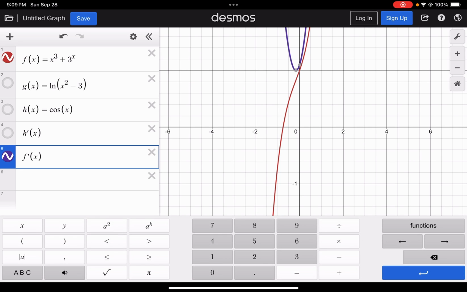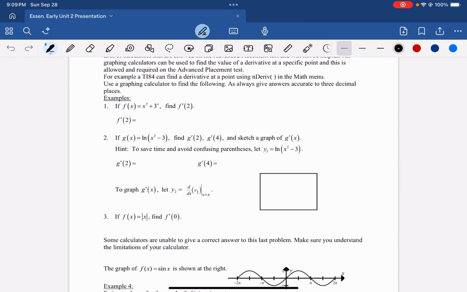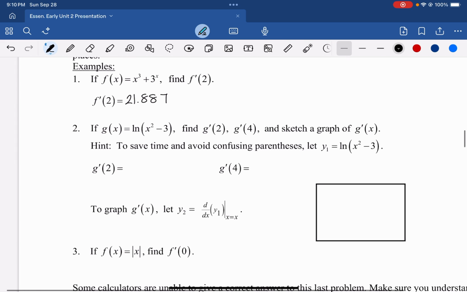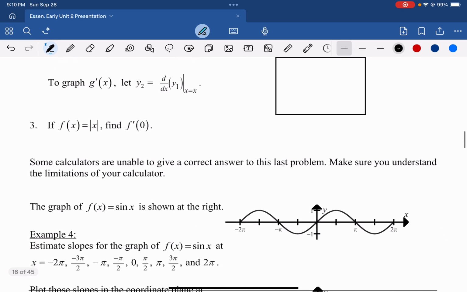But because I want to evaluate it at 2, I'm going to go back in and instead of x, I'm going to put 2, and it pumps out 21.8875, but we're going to round or truncate to 3 places, so 21.887. Okay. I just want to show you that's how we do it in Desmos. We're actually going to do problems 1 and 2 in class on our calculators.